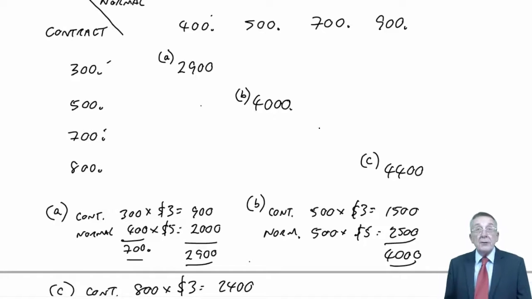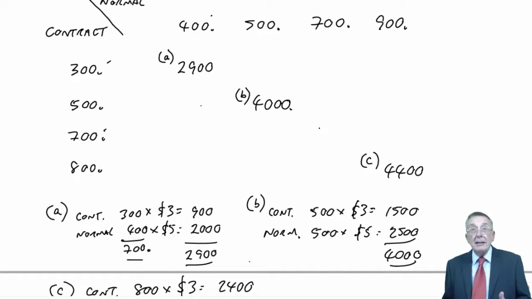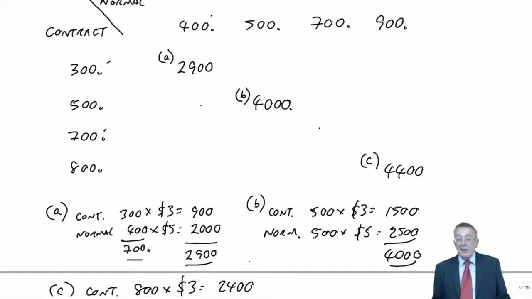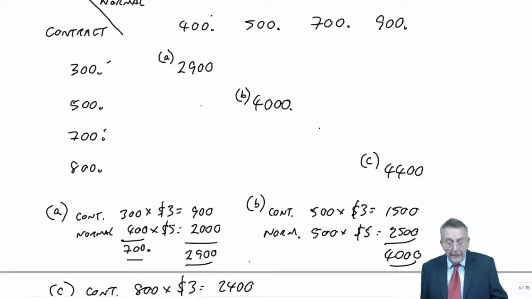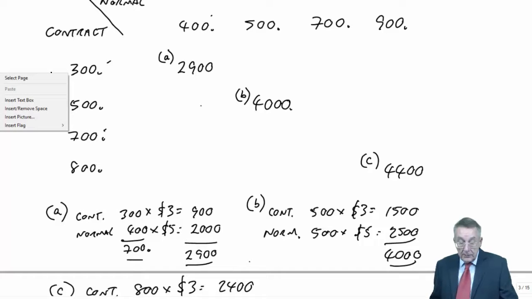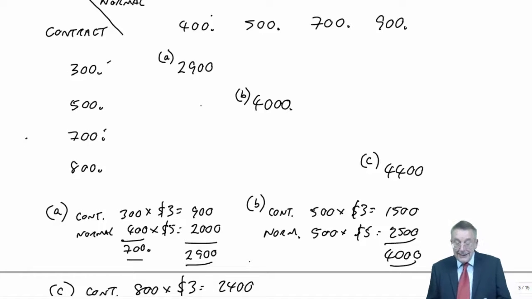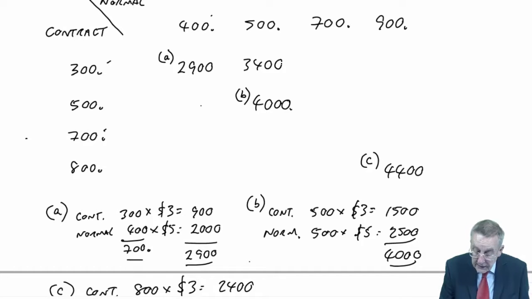I'm not going to write down the workings for the rest, though. I'll speak it and write down the answers. If I speak too fast, you'll have to think about it and ask in the Ask the Tutor forums. But 300 and 500. Contract 300 at $3 is 900. 500 at $5 is 2,500. So a total of 3,400.